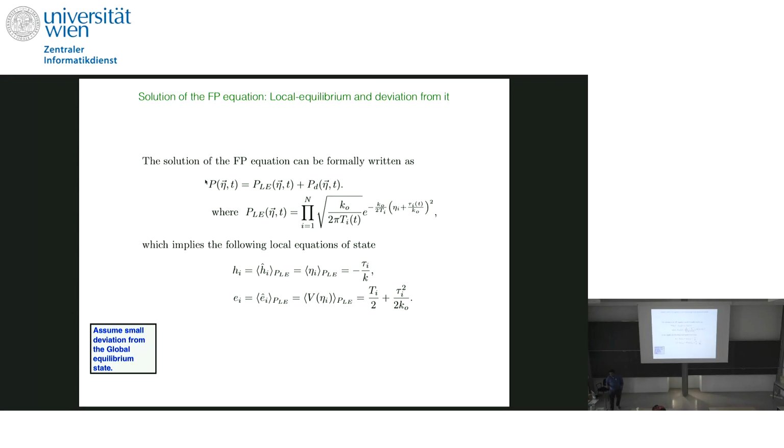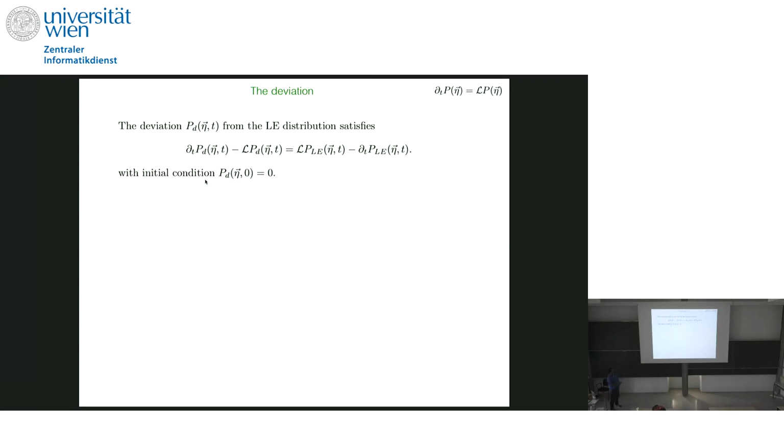Okay, and the deviation is very simple. You put that form into this equation and you get that the deviation satisfies this equation, and the initial condition. Actually, yeah, this should be T naught, okay.